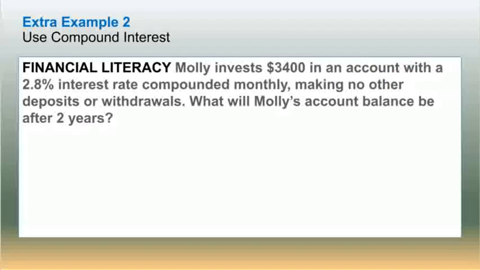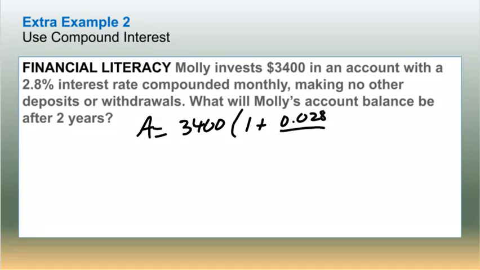Next, Molly invests $3,400 in an account with 2.8% interest rate compounded monthly, making no other deposits or withdrawals. What will Molly's account balance be after 2 years? So A equals 3,400 times 1 plus the rate 0.028 divided by 12, since monthly means 12 times a year, raised to the 12 times 2 years.